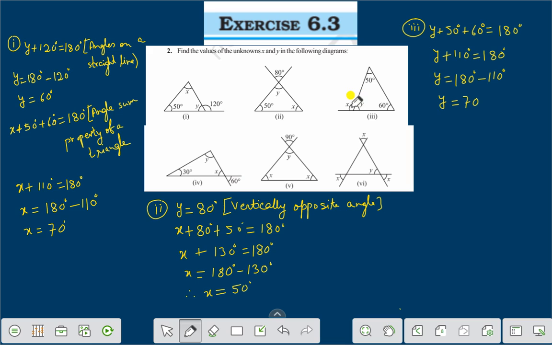Now here x plus y, this is a linear pair. Therefore we can write it as x plus y is equal to 180 degree. This is a linear pair. That is, in bracket we can write it as a linear pair.